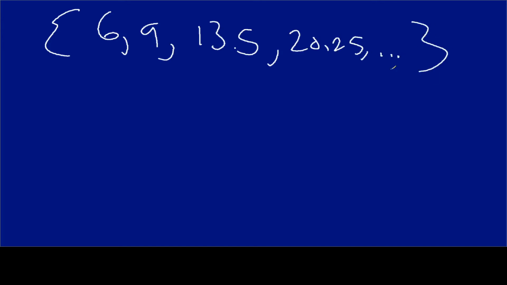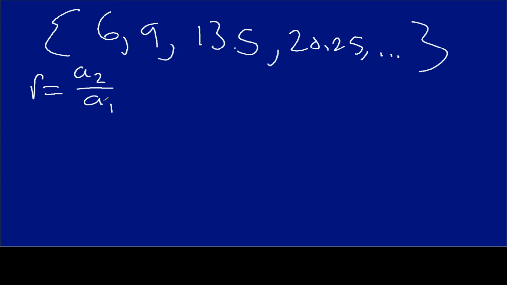So imagine we have the following geometric sequence: 6, 9, 13.5, 20.25, and then the ellipses after that. Now, to find our ratio, and we haven't talked about exactly how to do this yet, you just take any two terms, but generally you take the second term over the first term. As long as it's any two consecutive terms, it doesn't really matter. You use these two numbers to figure out what your ratio is.